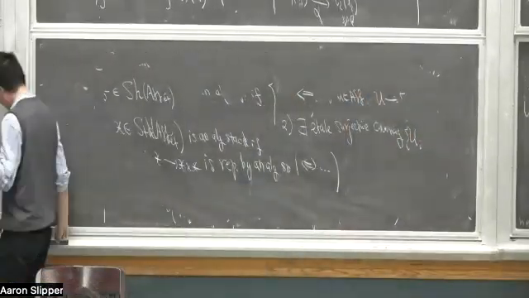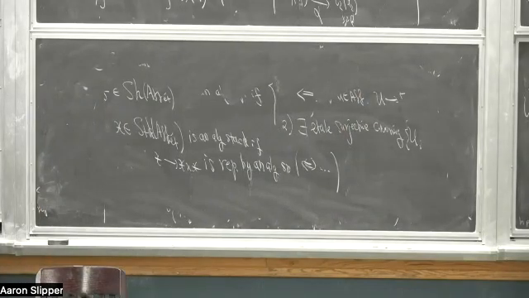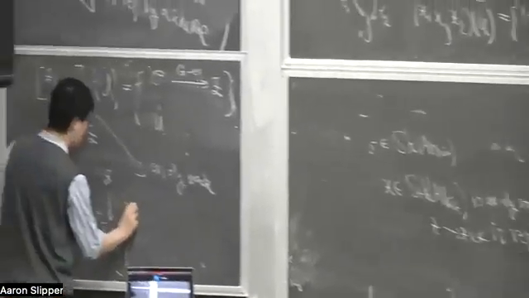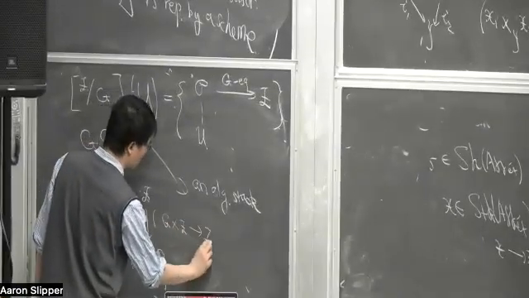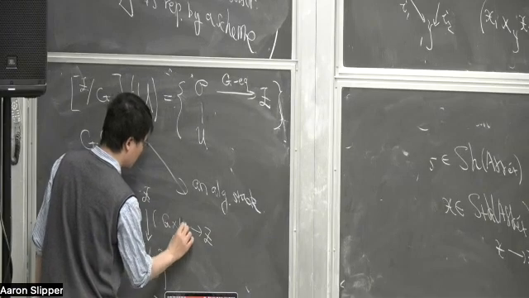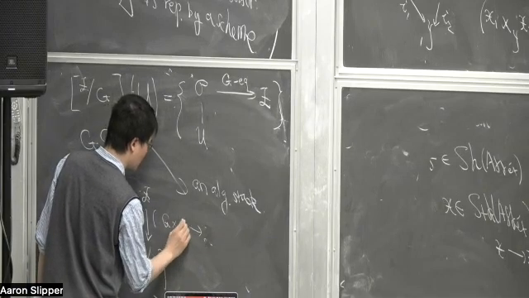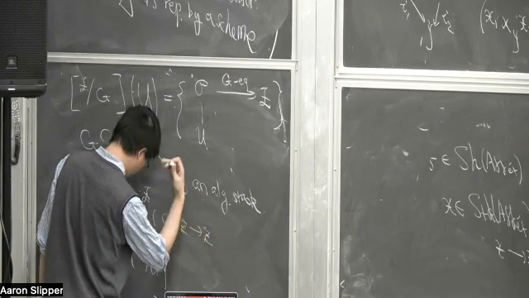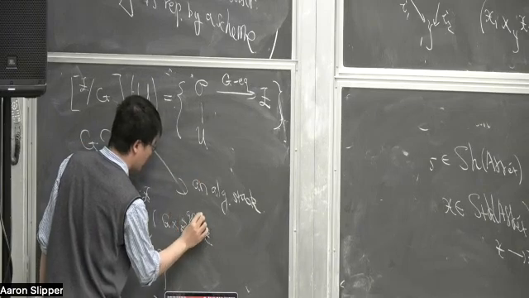Yeah, so Sarah said, actually in this situation you have a very natural chart. This corresponds to the trivial G-bundle.